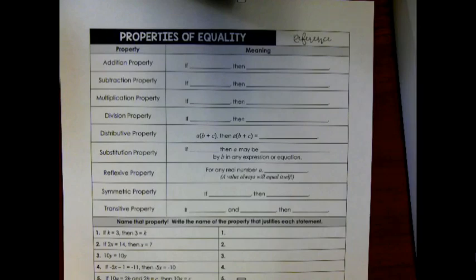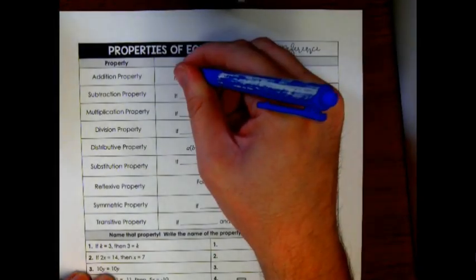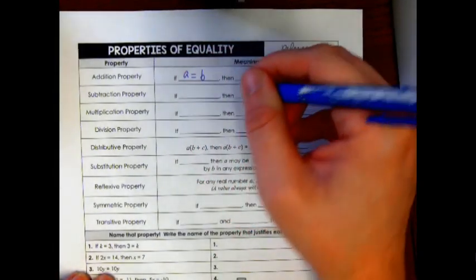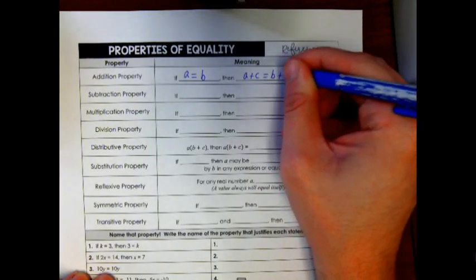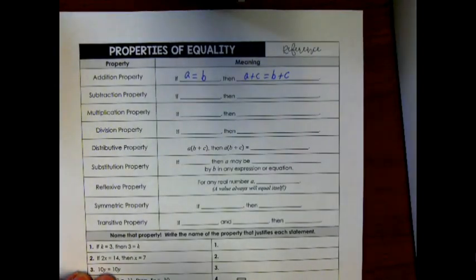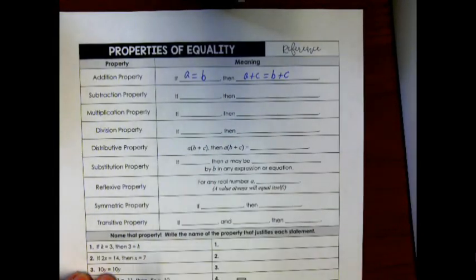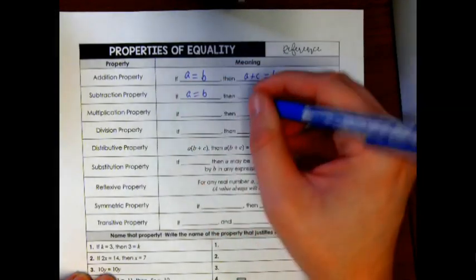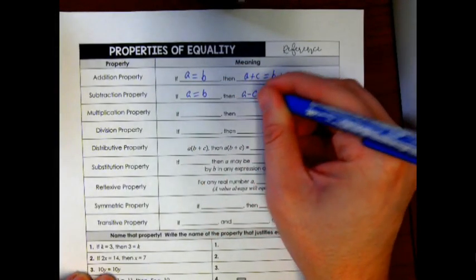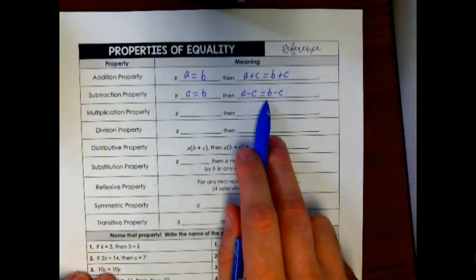So first of all, we have the addition property. If A equals B, then A plus C equals B plus C. In other words, you can add the same amount to both sides of an equation, and the equation will still be the same. Subtraction property, if A equals B, then A minus C equals B minus C. So same idea, we can subtract the same amount from both sides of an equation.